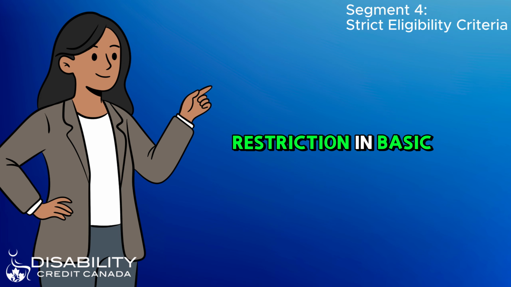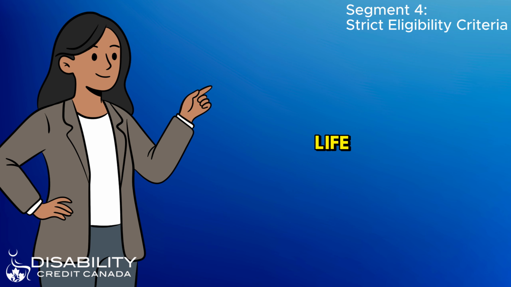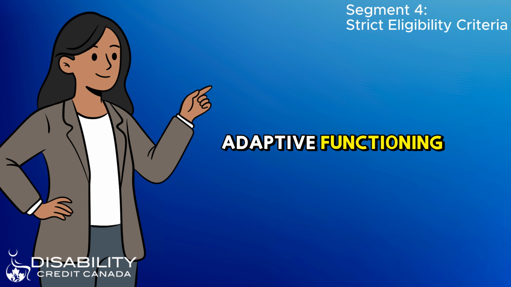A child can qualify under three main pathways. First, a marked restriction in basic activities of daily living. This applies if an impairment significantly restricts their ability to walk, dress, feed, speak, hear, or manage bowel and bladder functions. It also includes a marked restriction in mental functions necessary for everyday life, such as memory, judgment, problem-solving, and adaptive functioning.